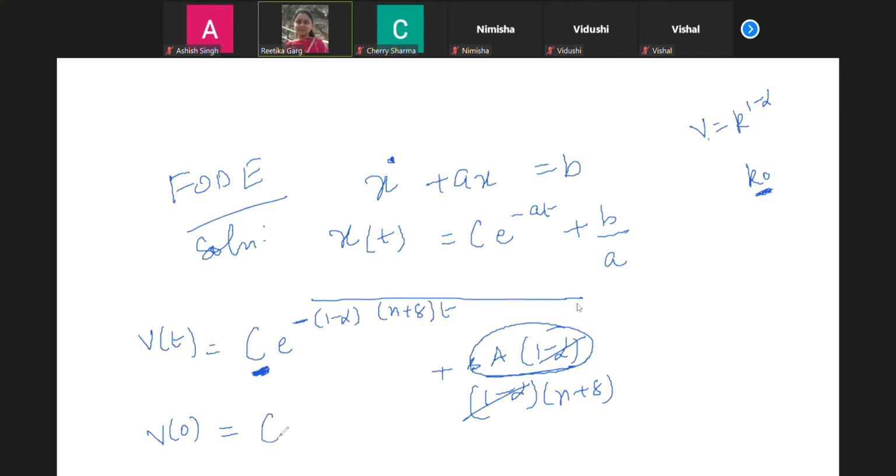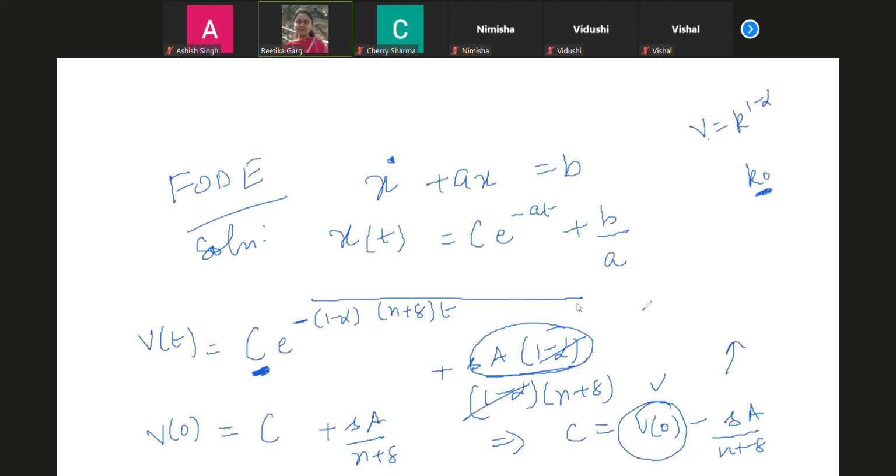So you will get c plus sA upon n plus delta. From this, C is equal to V naught minus sA upon n plus delta. V naught is not unknown, it is given because K naught is also given to you, right? So basically you can also say that this is K naught raised to the power 1 minus alpha, minus sA upon n plus delta. Now in this, everything is known, and you can plug this value back over here in the solution.